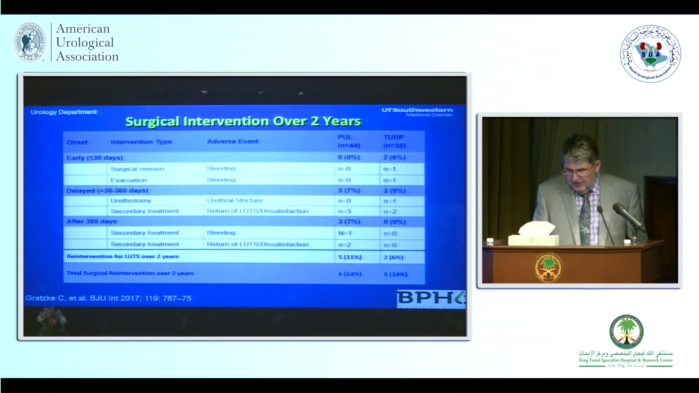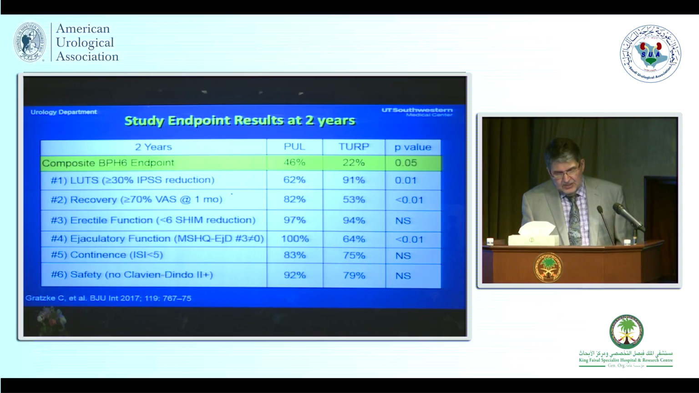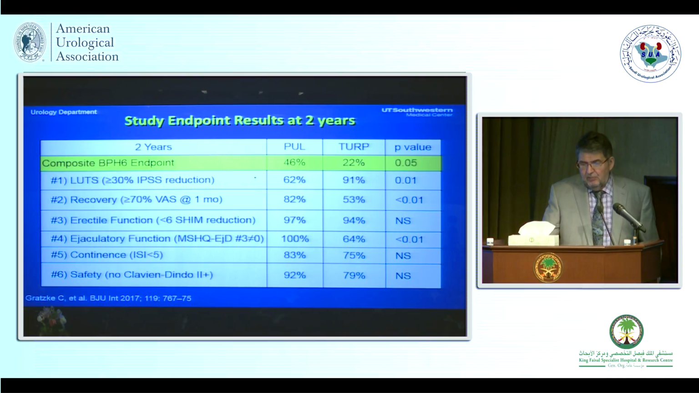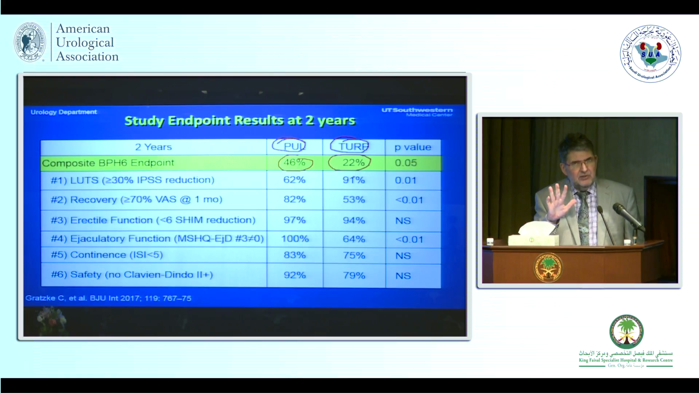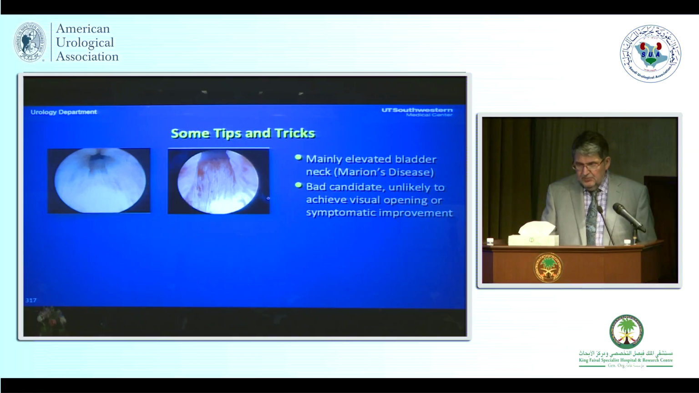Overall, the same number of patients in both groups had some sort of retreatment in that European BPH6 trial. And when you looked at the composite endpoint, more patients in the UroLift group than in the TURP group achieved that composite endpoint, significantly so. But of course, that depends on what you look at. In terms of flow rate, the TURP is superior, as well as the raw symptom score.